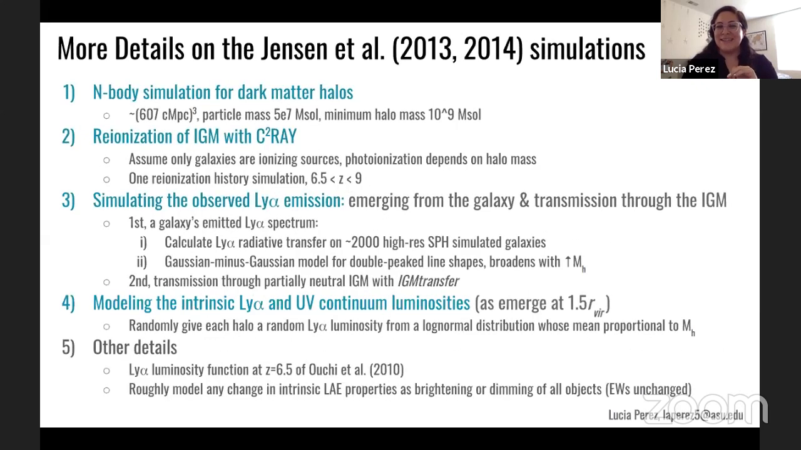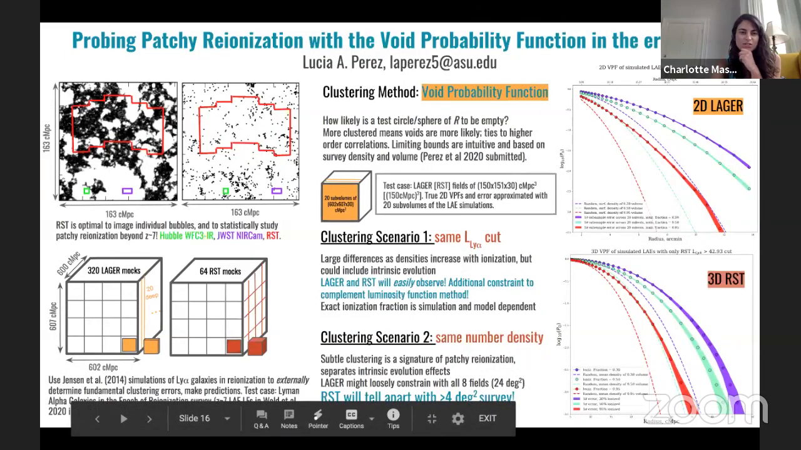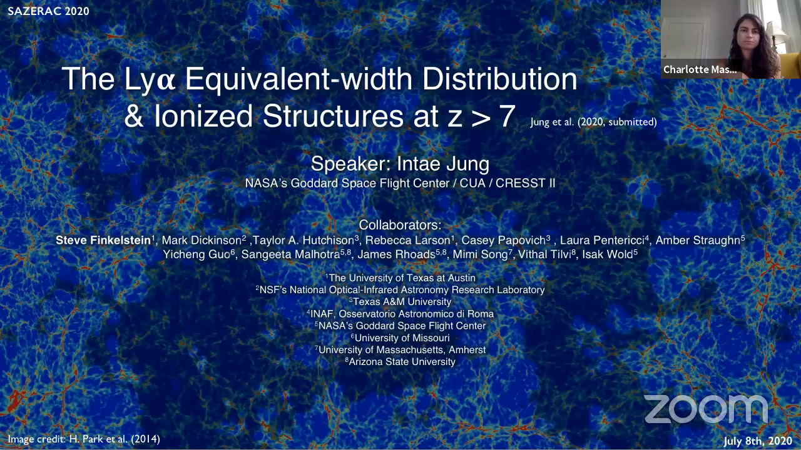Yeah. Okay, thanks, Lucia. We're going to have to move on now, so hopefully we can have more discussion of this via Slack. The next talk is from Intae Jung, who's going to tell us about the Lyman Alpha equivalent width distribution and ionized structures at redshifts greater than 7. Hello.